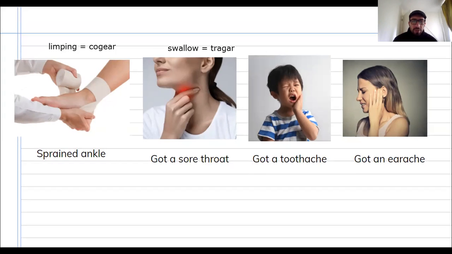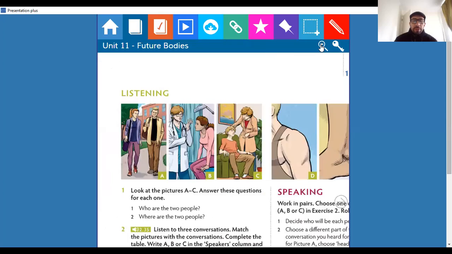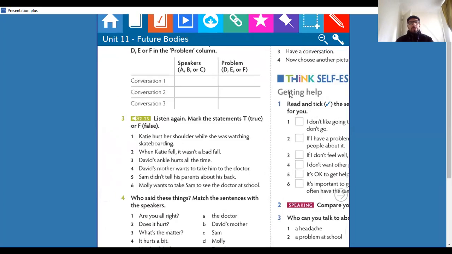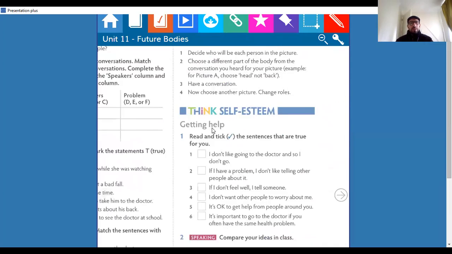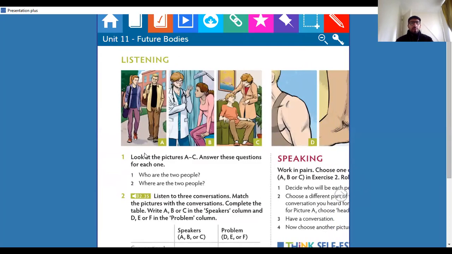What we're going to do is move to the book. I'm going to the book now, on page 105. What we're going to do here is listen to different texts, check on the vocabulary we just reviewed, and complete some activities. We're going to do activities 1, 2, 3, and 4 connected to this new vocabulary. All right, so let's do it.